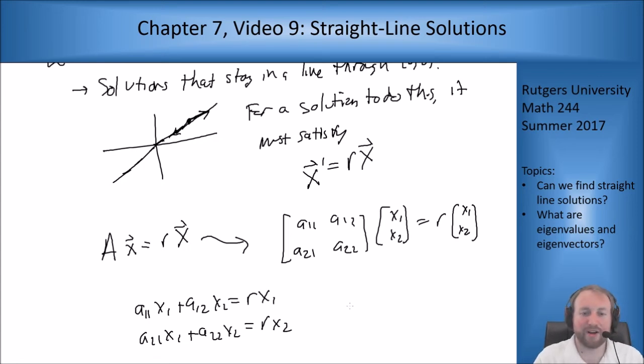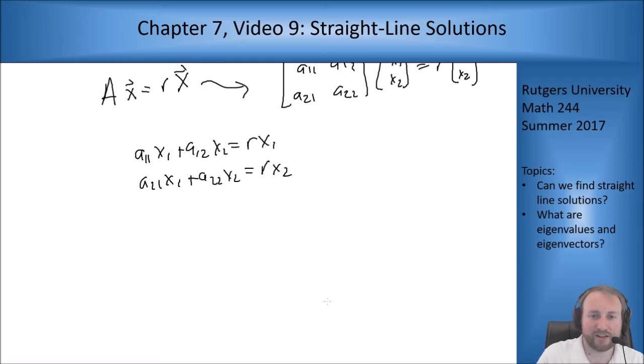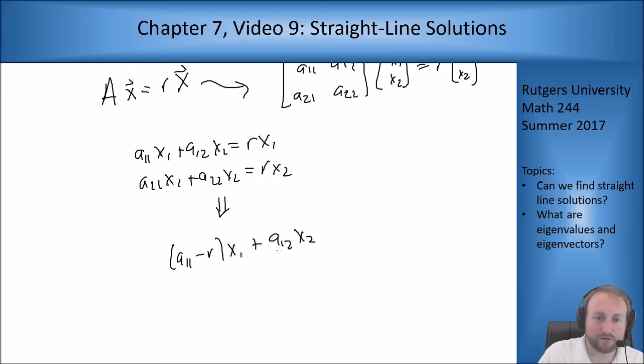And now I want to rearrange this and then recollapse it to matrices. So if I rearrange this, this gives me (A11 minus r) x1 plus A12 x2 equals 0, and A21 x1 plus (A22 minus r) x2 equals 0.